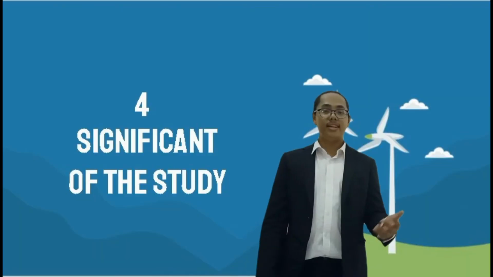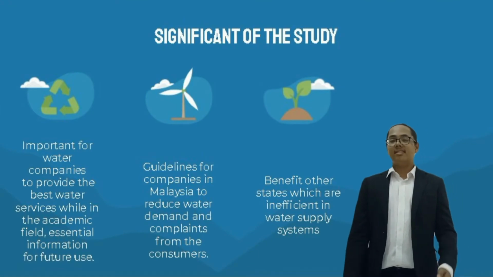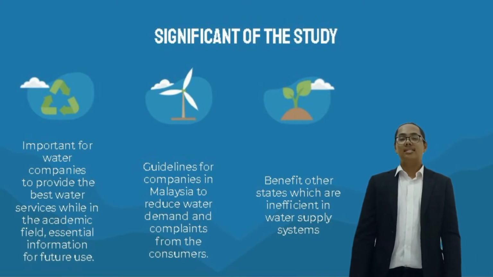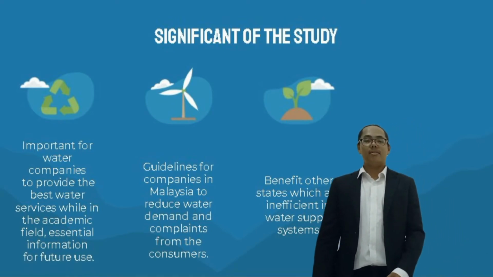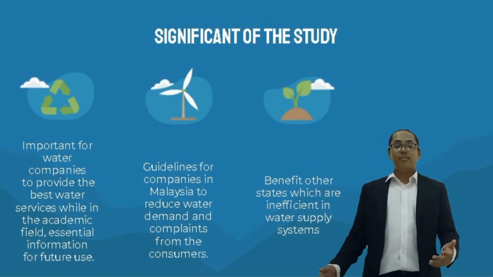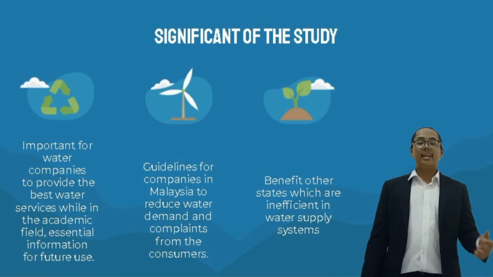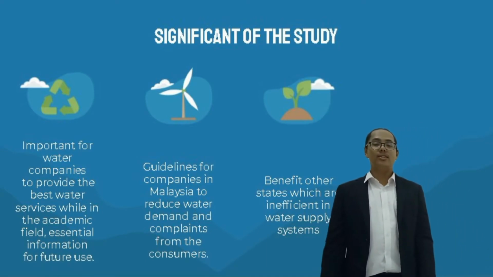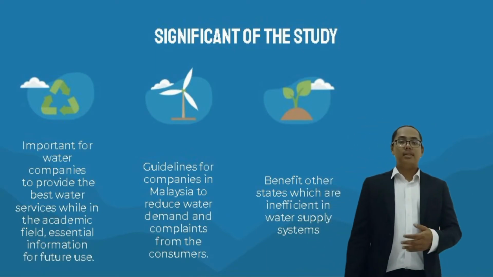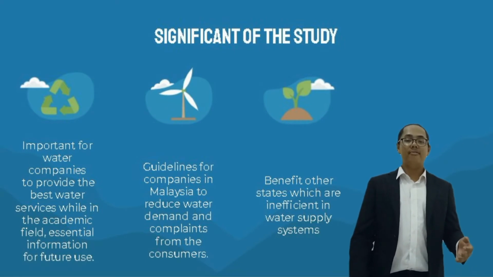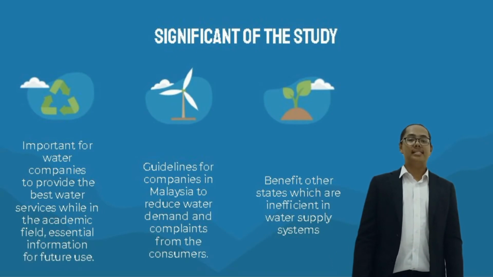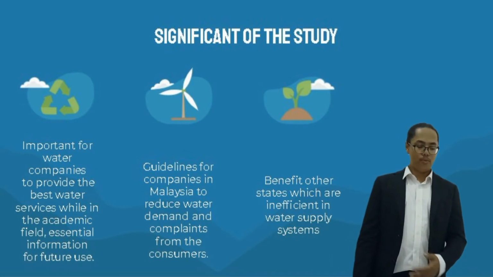Significance of the study. In this research, it will be important for water companies to provide the best services, while in the academic field, it will be useful for future use. Furthermore, it will be a guideline for companies in Malaysia to reduce water demand and complaints from consumers. Last but not least, this study will also benefit other states which are inefficient in their water supply system at the current moment.